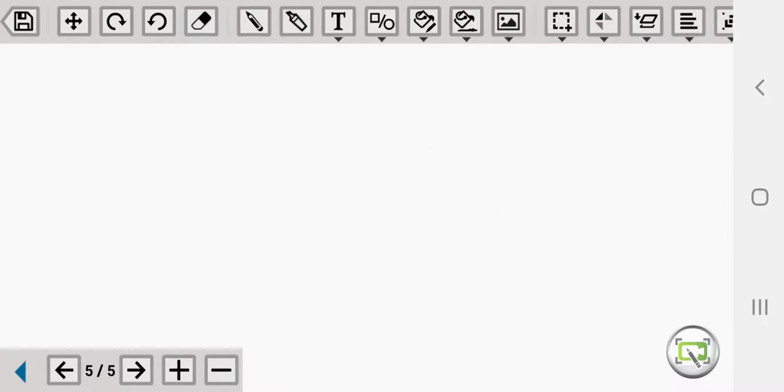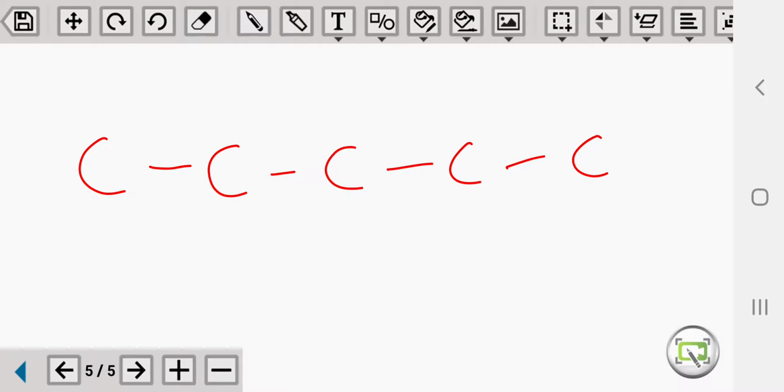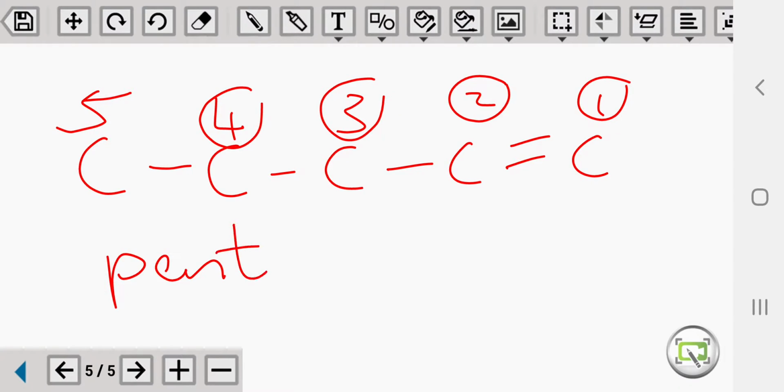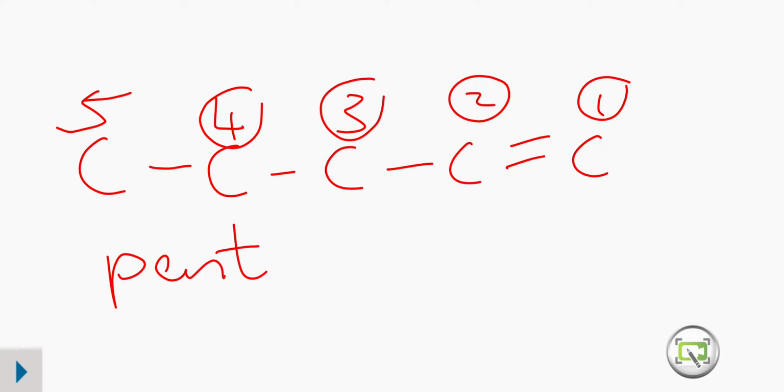Let's do one last one. I'm not going to draw all of the hydrogens now. Let's just number the carbons. You can see there's 5 carbons, which means it is pent. It is a double bond, so it will be ene, and the smallest number where the double bond is connected is 1, so this is pent-1-ene.